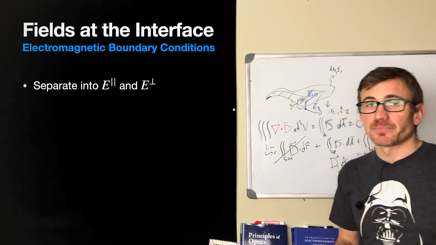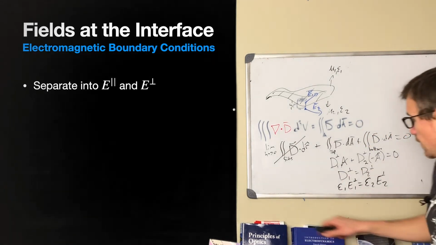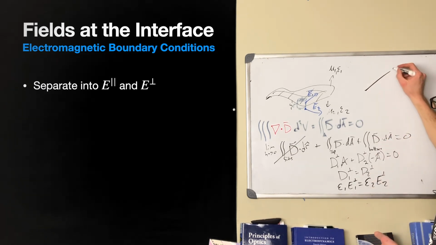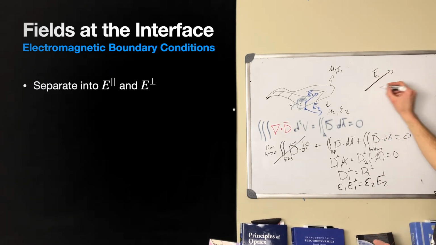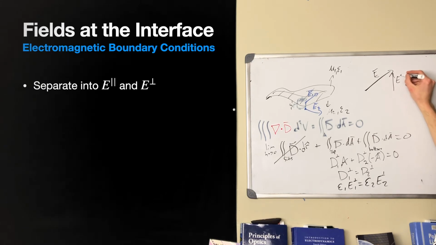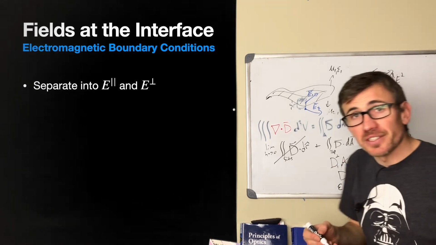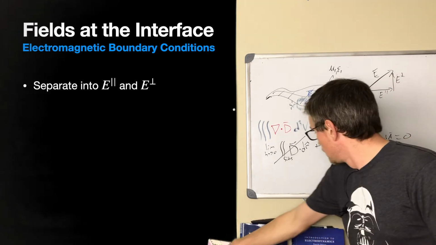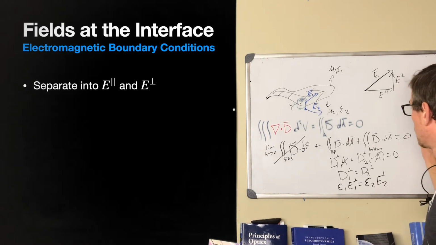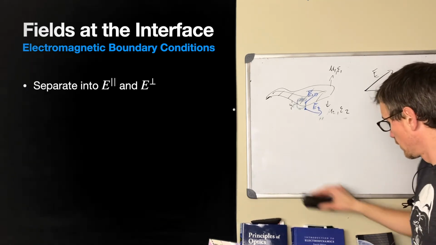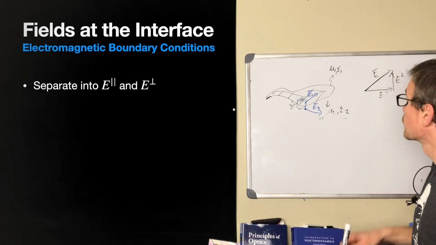This is interesting. We can now separate the field into, here's some random field right at the surface. It's going to have a part of it which is perpendicular to that surface, and then the rest of it, which is the part parallel to that surface. Okay, so let's just rewrite this first result here.